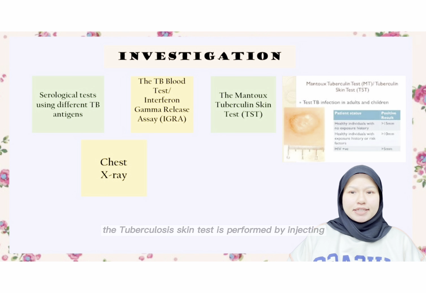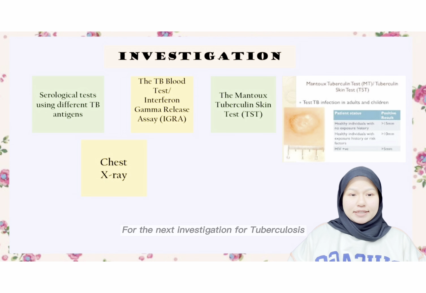The next investigation of tuberculosis is the Mantoux tuberculin skin test or TST. The tuberculosis skin test is performed by injecting a small amount of fluid called tuberculin into the skin on the lower part of the arm. A person given the tuberculin skin test must return within 48 to 72 hours to have a trained healthcare worker look for a reaction on the arm.